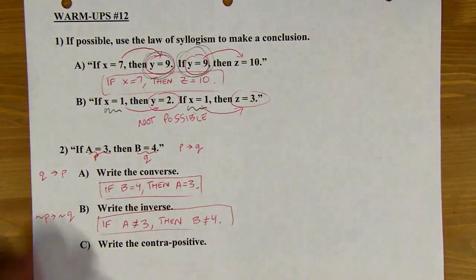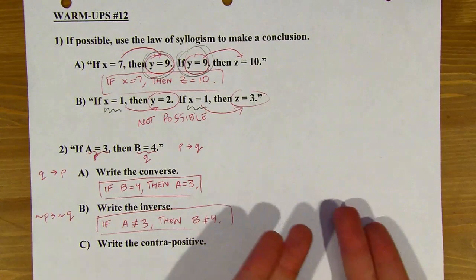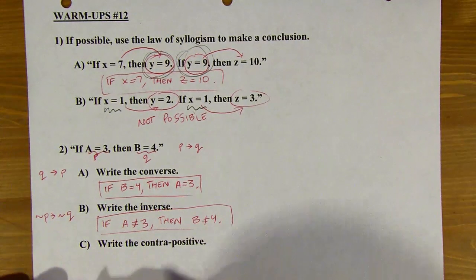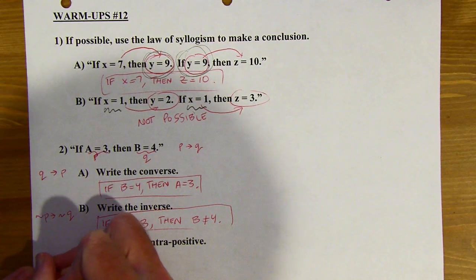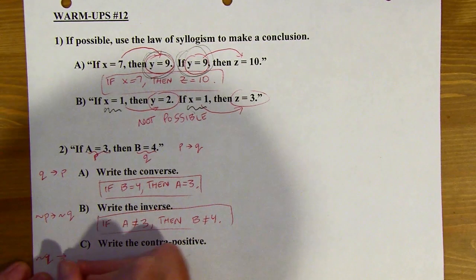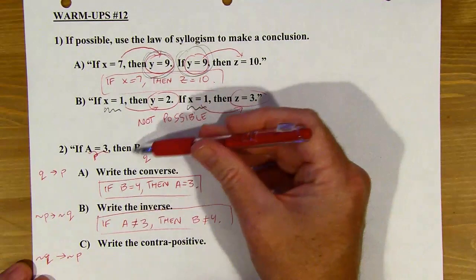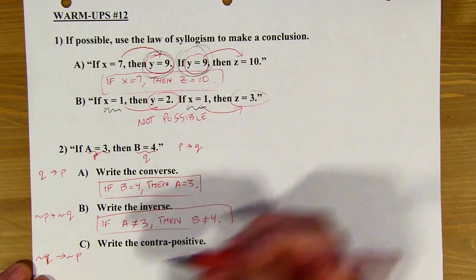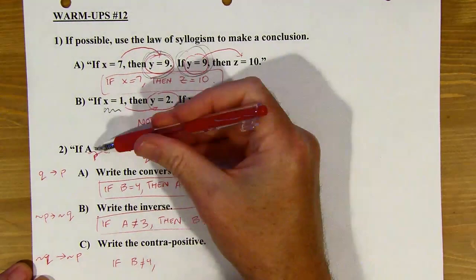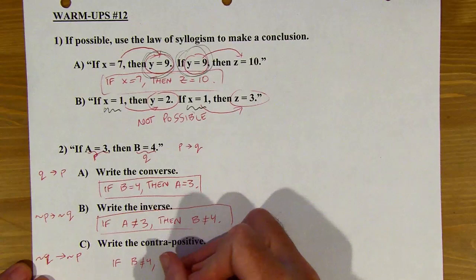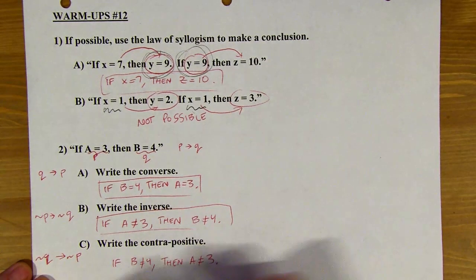All right, so converse, I switched the order. On the inverse, I negated both parts, but I left them in the same order. Contrapositive, I'm going to switch the order and negate both parts. So the negation of my original conclusion is going to lead to the negation of my original hypothesis. Okay, so I'm going to put the b equals 4 part out front, but I'm going to negate it. So I'm going to say if b doesn't equal 4, then a doesn't equal 3. Switch the order of both parts and negated both of them.